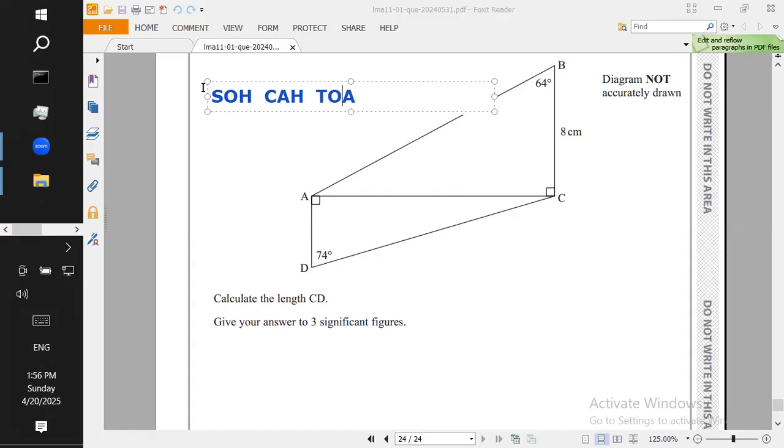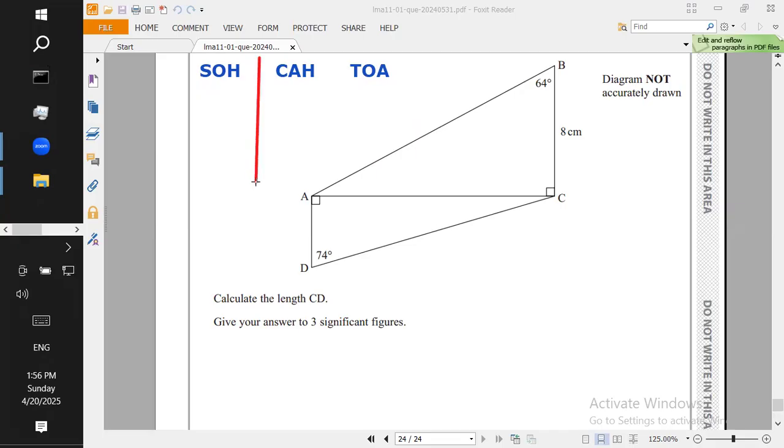SOHCAHTOA. We have to understand the difference between these three ratios and how to use them to solve problems related to right angle triangles. First, let's make a line between them so we understand every single one of them. So we have three trigonometric ratios. The first one is S, which is the sine, and the sine ratio equals what? Very good, equals opposite over hypotenuse. So the sine of the angle equals opposite divided by hypotenuse, like this.